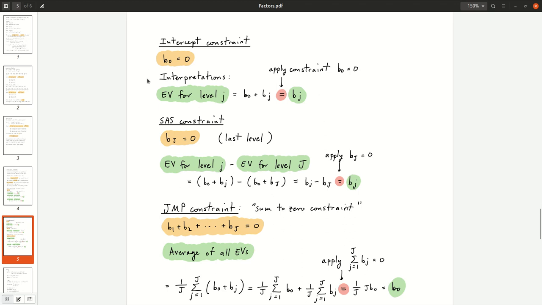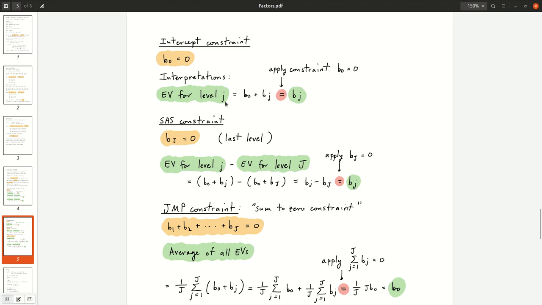And here it's actually pretty easy to come up with interpretations for the other parameters, B1 up to B capital J. If you just look at the expected value for level J, this is our anchor. This is B0 plus BJ. Apply the constraint that B0 equals 0, and you get BJ. So here it's really easy to figure out how to isolate the individual parameters. So B sub j under this constraint is simply the expected value for level j.